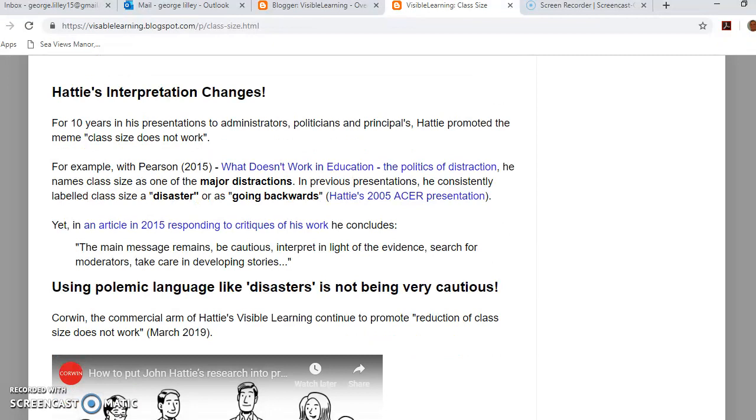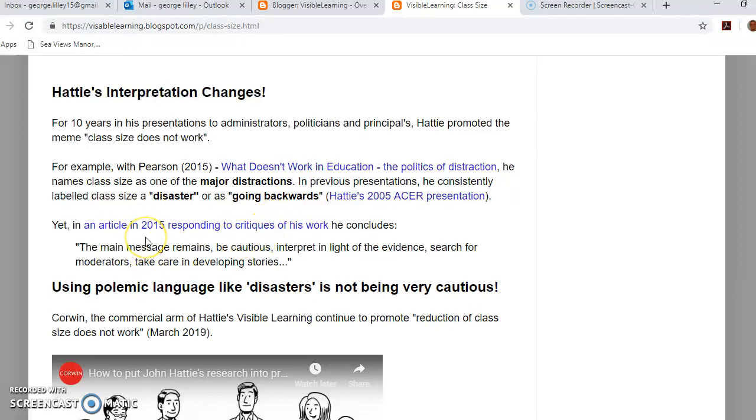The last thing I'd like to look at is how Hattie's interpretation of the studies changes depending upon who he presents to. So as I've already shown in the lead up to his publication, in his presentations, mostly to politicians, administrators and principals, Hattie promoted the meme, class size does not work. So I've shown the ASA slides where he talks about class size being a disaster. The Pearson paper, he talks about class size being a distraction. He implies focusing on class size is going backwards.